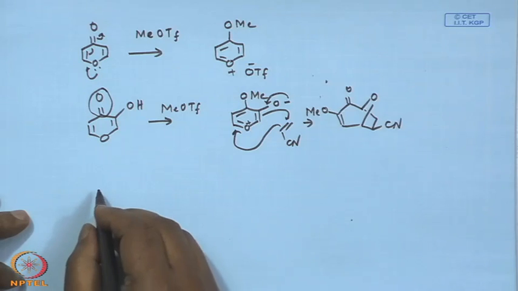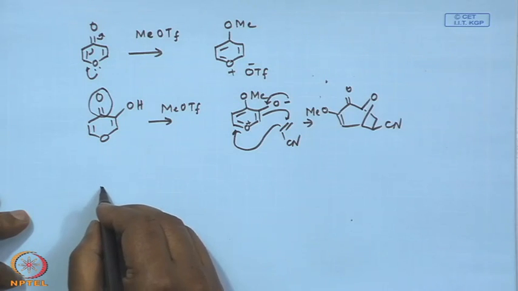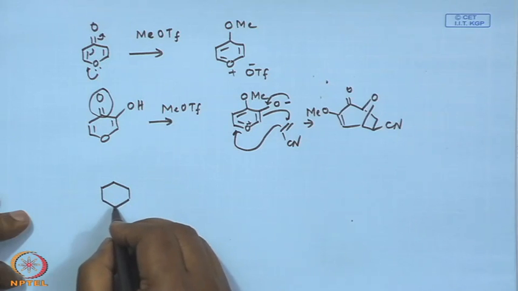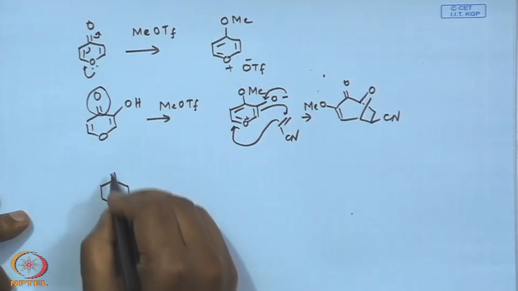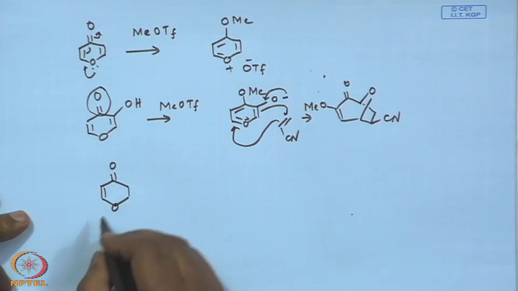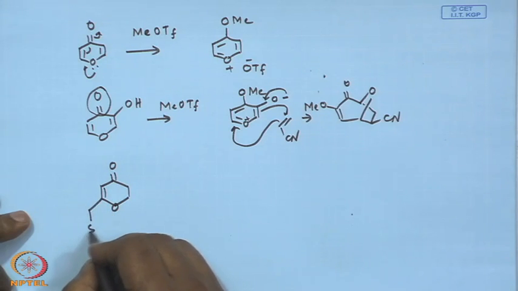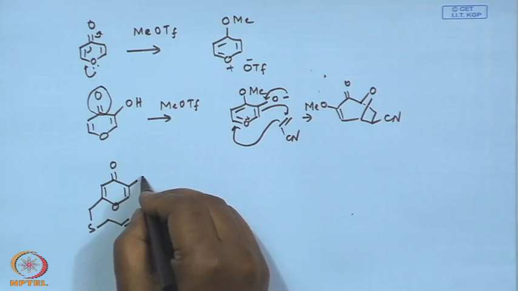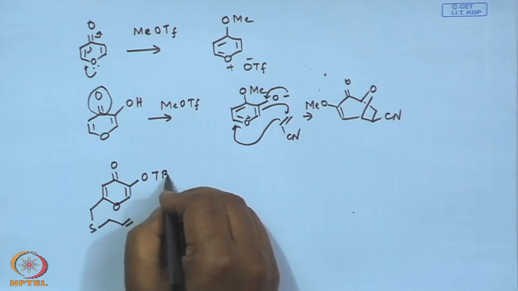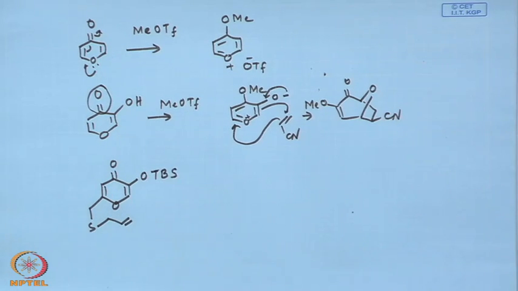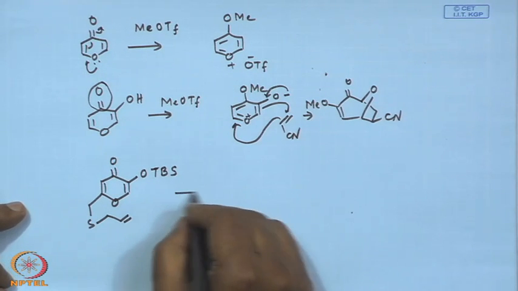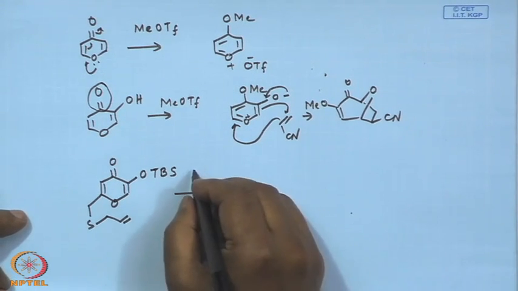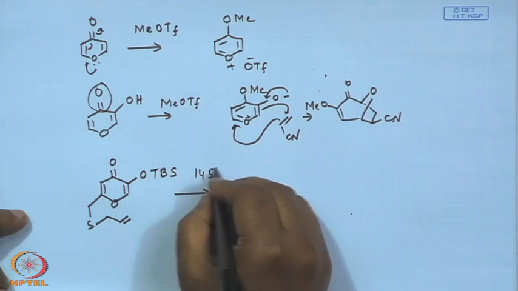For example, there is an example here. If you take a 4-pyrone system and you have an inbuilt double bond. Of course, an inbuilt double bond means you may think about an intramolecular reaction. So it is what you see here. Just simply heat it.